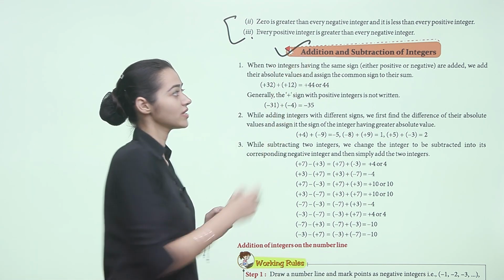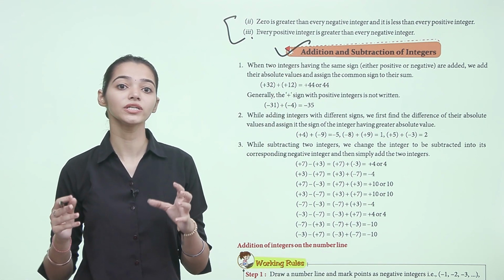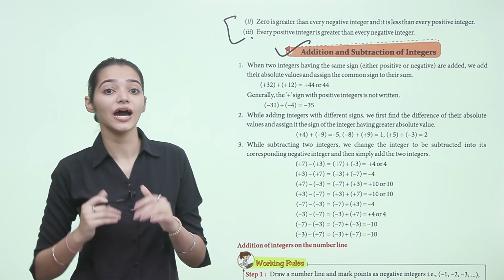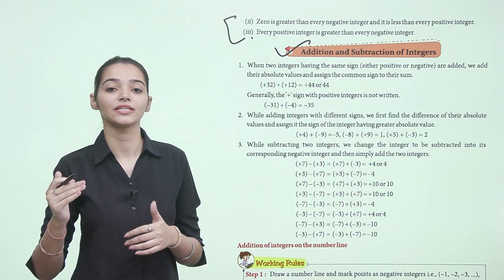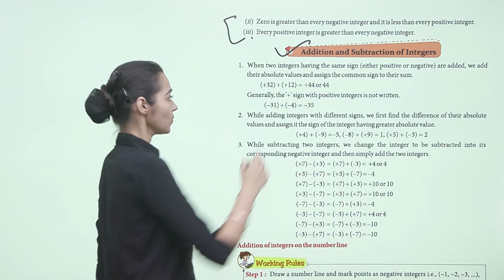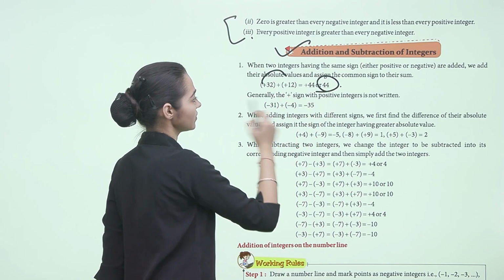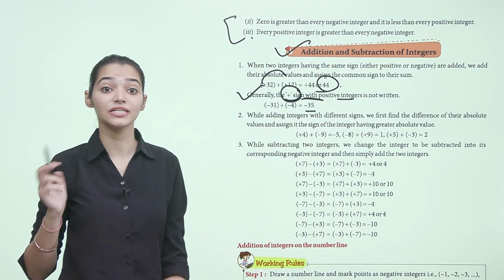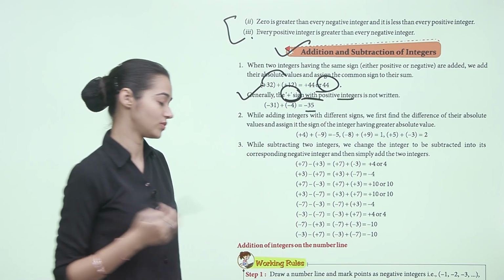Now let's look at the addition and subtraction of integers. When two integers have the same sign, either positive or negative, when they are added, we add their absolute values and assign the common sign to their sum. So here when we add, it becomes 44. Generally the positive sign is not written, but the negative sign is always written.